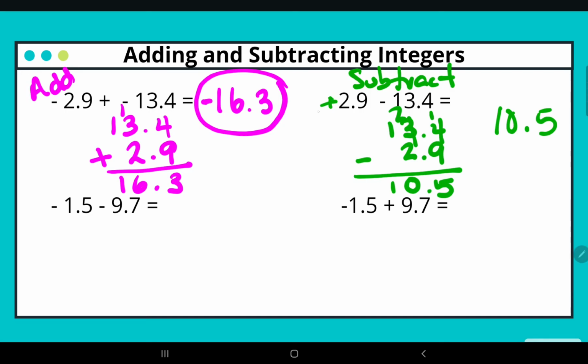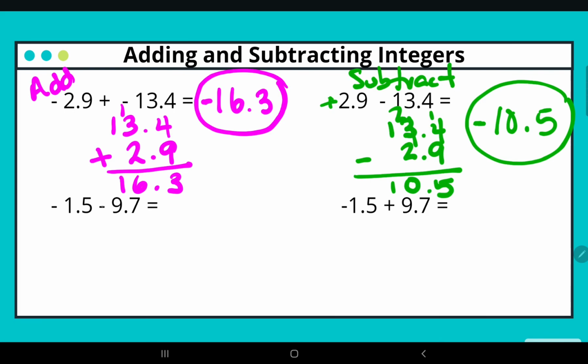So here we see that the 2.9 is a positive and the 13.4 is a negative. If I think about this as money, I know that having $13 is way more money than having $2. So 13.4 is clearly a larger number than 2.9. So this is going to be a negative 10.5. Okay, this again is another good place where you can pause and try the next two examples on your own to see how much you have mastered.